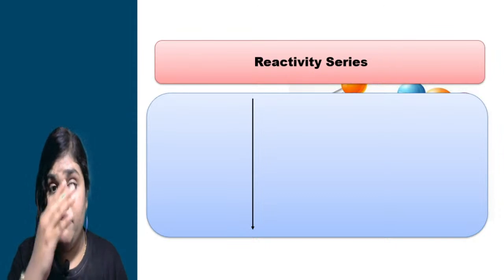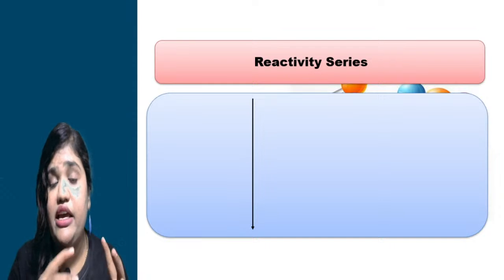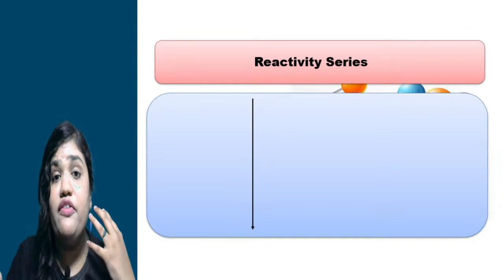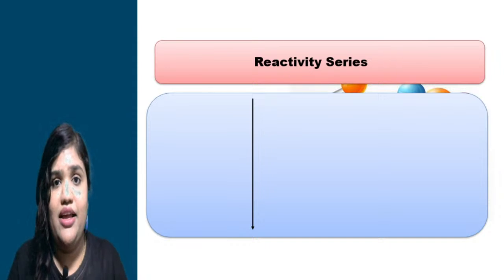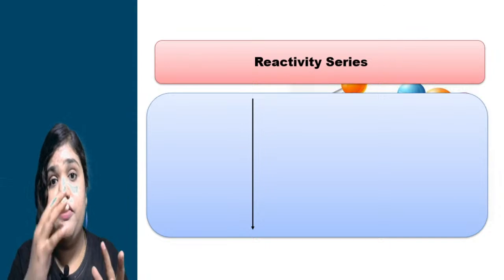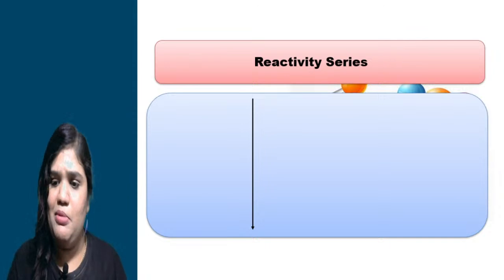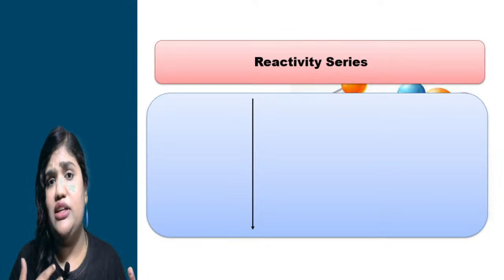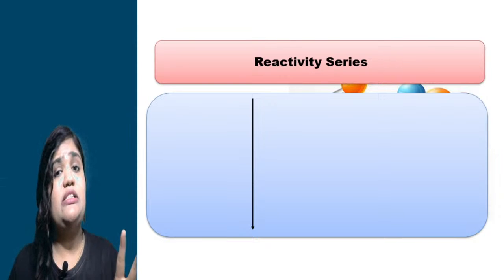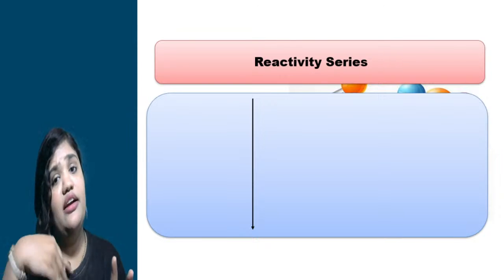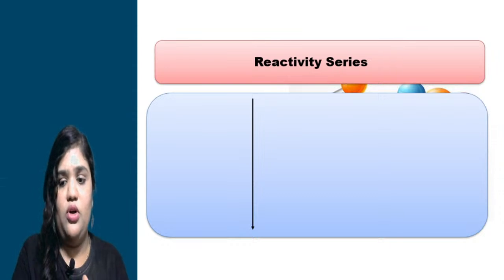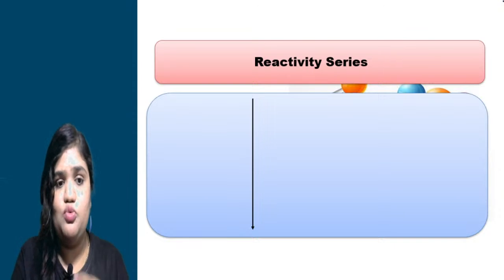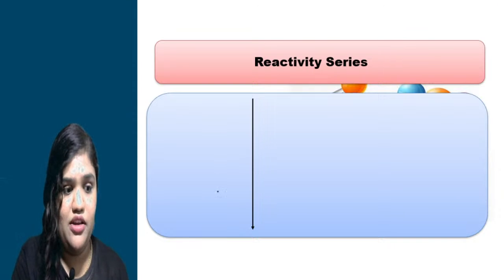With the help of this reactivity series, we can find out what the product will be in a single displacement reaction. So for that purpose we use the reactivity series, because we have learned what a displacement reaction is. In a displacement reaction, a more reactive metal displaces a less reactive metal. Okay, let me disclose what the reactivity series is over here.